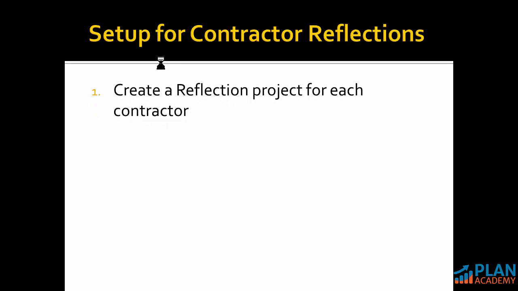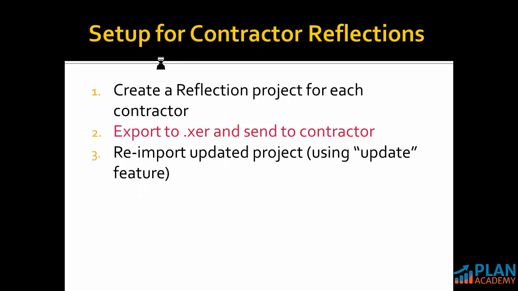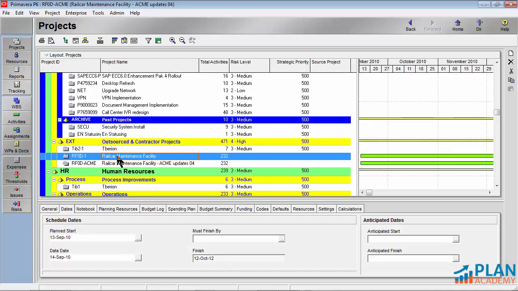First thing we want to do is create a reflection project for each contractor. If I'm working with multiple contractors, I'll create a reflection for each one. That's step one. Step two, we're going to export that XER and send it to our subcontractor in this scenario. They're going to update the plan and send it back to us. We're going to re-import that updated project using the update feature. Then we're going to review and merge the reflection in. And if we're okay with all the updates we've been sent, we'll go ahead and lock them in by rescheduling. Let's start by creating reflections.